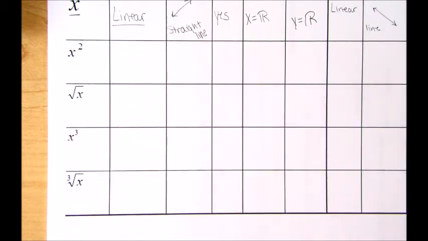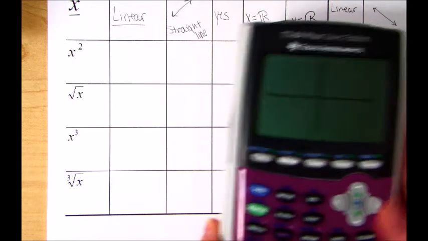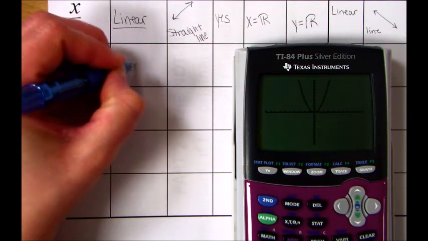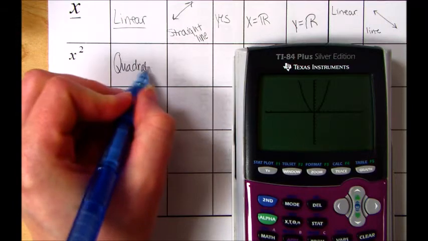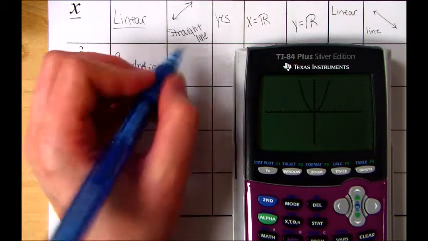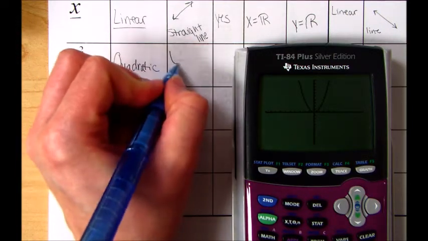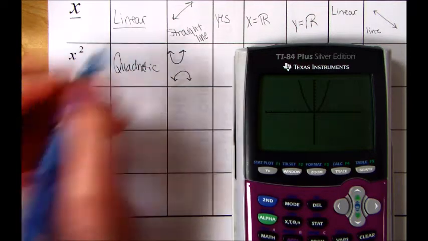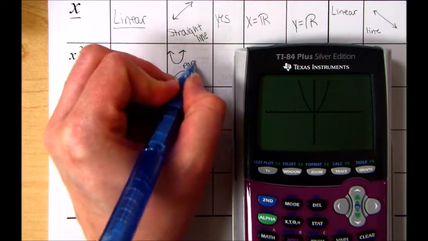Now it's time to talk about x squared equations. Maybe what I should do is go to my calculator quickly and show you. Hopefully you know, x squared equations are what we call quadratic. And they make a U shape on a graph, a parabola, either a parabola going up or a parabola going down.